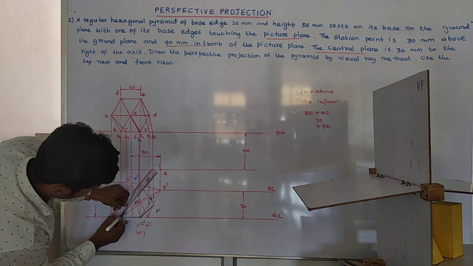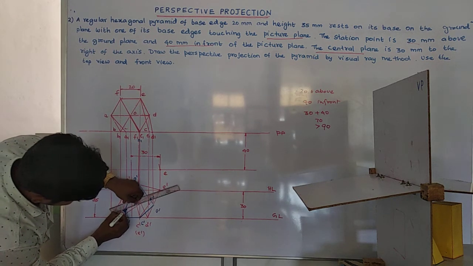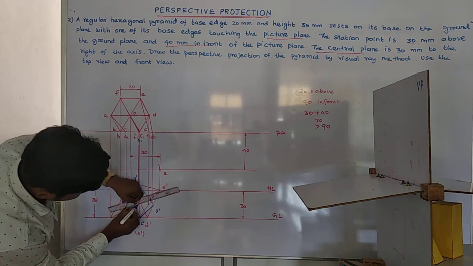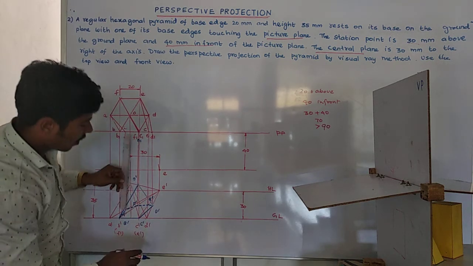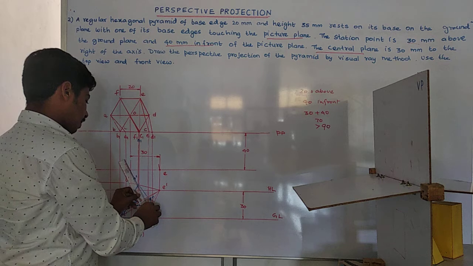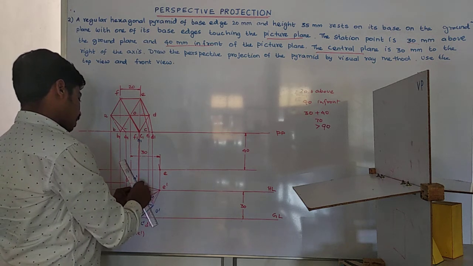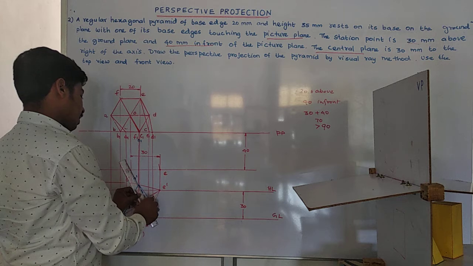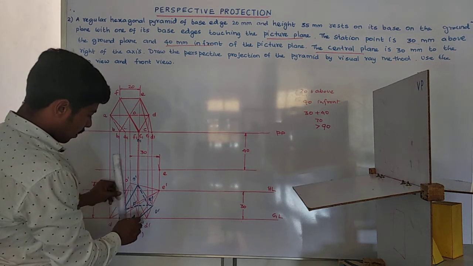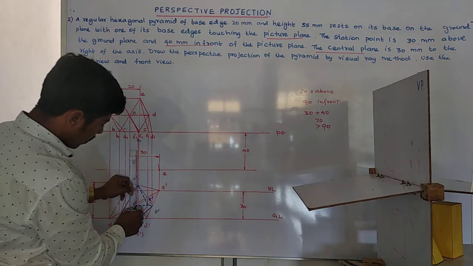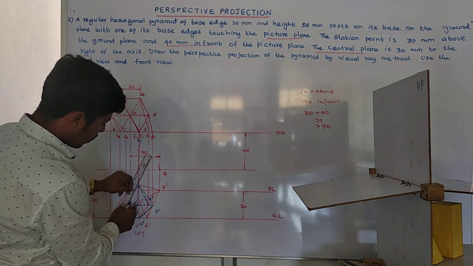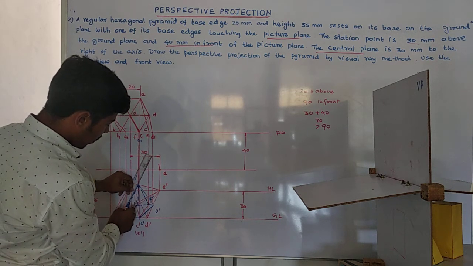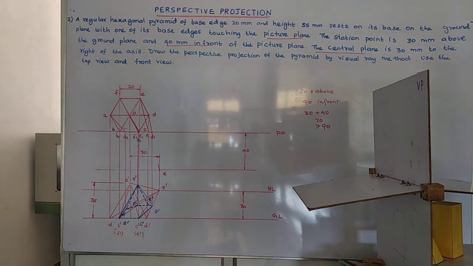So we mark dashed lines. That's all about this, our drawing perspective of the one.